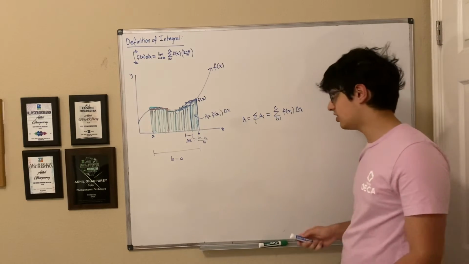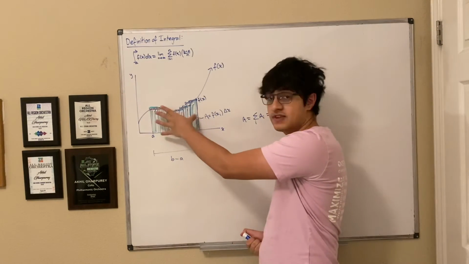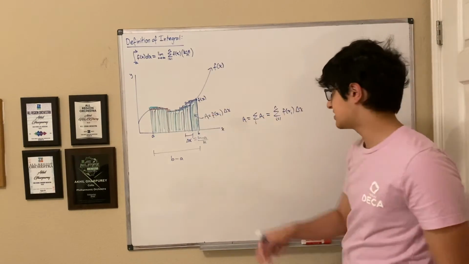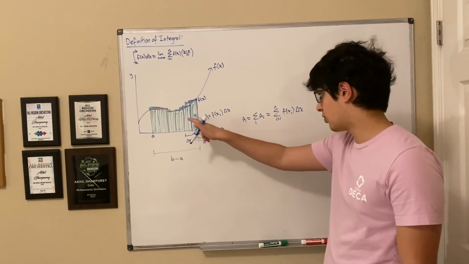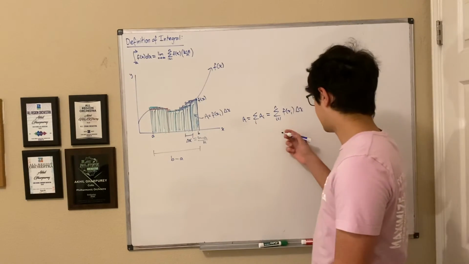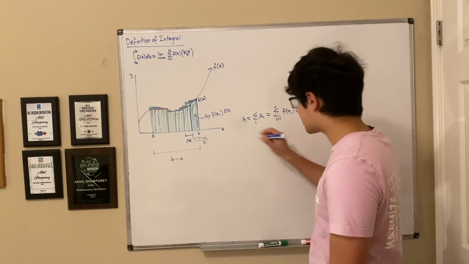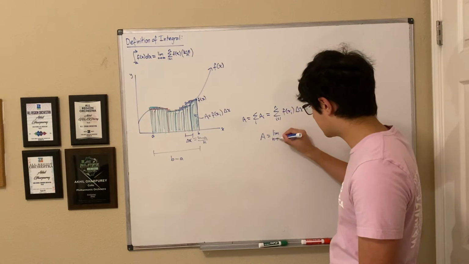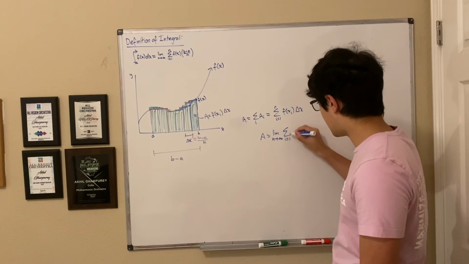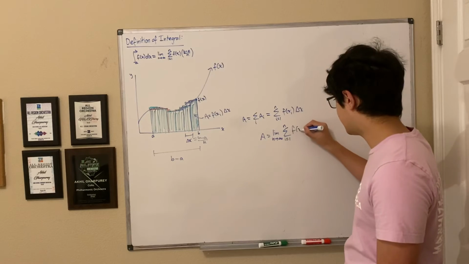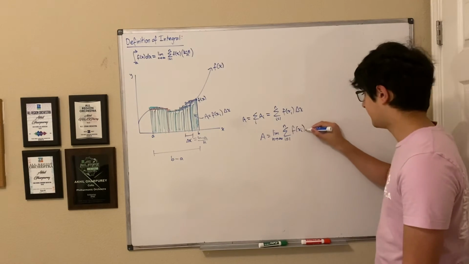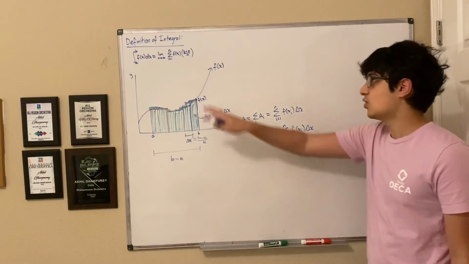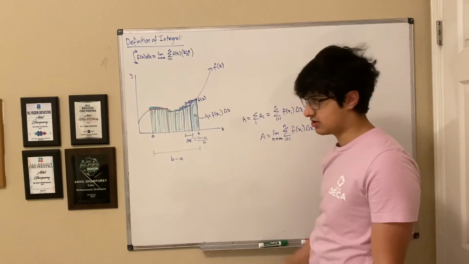Now, remember what we said earlier. We said that we were going to cram an infinite amount of rectangles into this. This n right here represents the number of rectangles because we're adding up that number of areas. So the actual area under this curve is going to be the limit as n goes to infinity of the sum from i equals 1 to n of f of x sub i times delta x, and we already said that delta x is b minus a over n. As you can see, we've pretty much just derived this definition of an integral here.